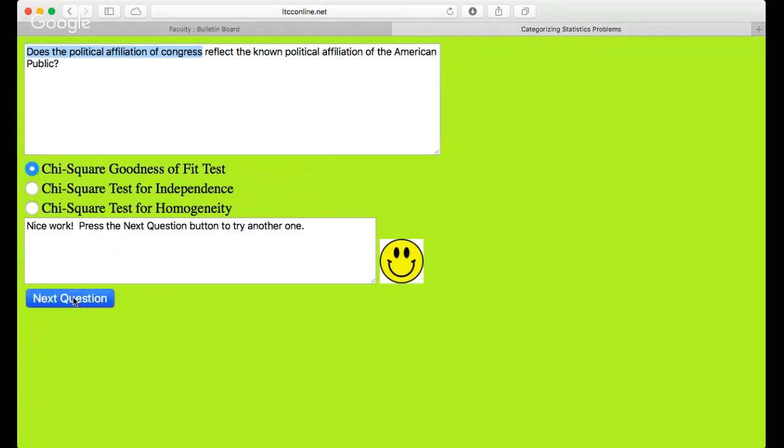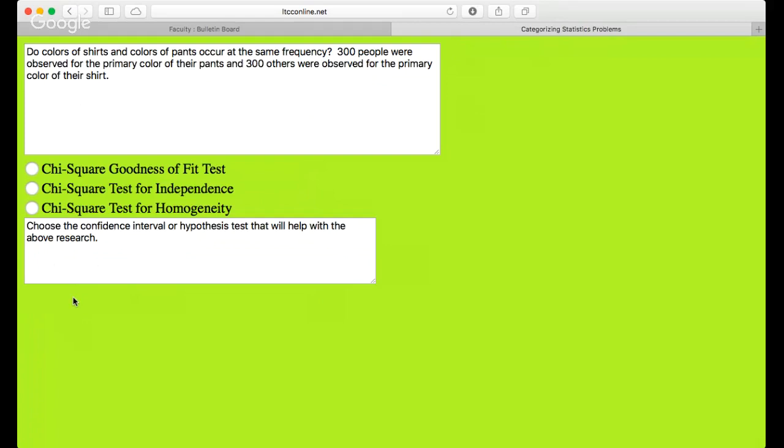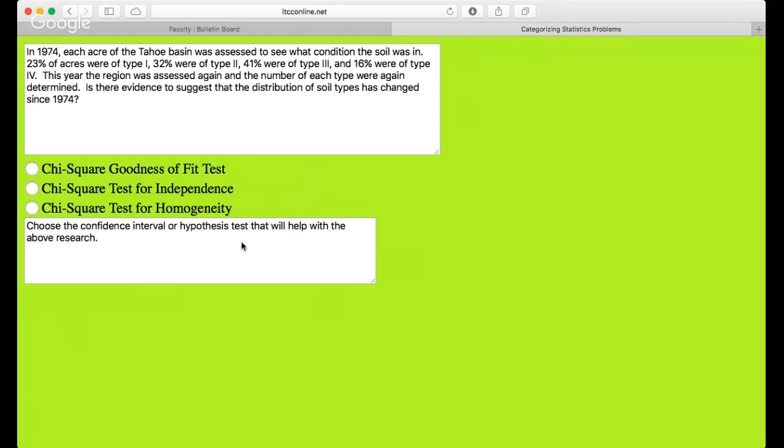Okay. Rockin'. Next one: do colors of shirts, and I think we just did this one, right? Homogeneity. Okay, good. In 1974, each acre of the Tahoe Basin was assessed to see what condition the soil was in. Here's the hint: if they give me something like this off the get-go, like with the M&Ms, 30% is this, 20% is this color, 15% is this, it's probably going to be goodness of fit because we're claiming this.